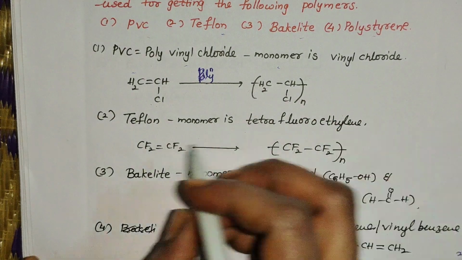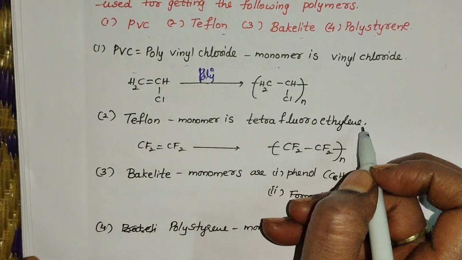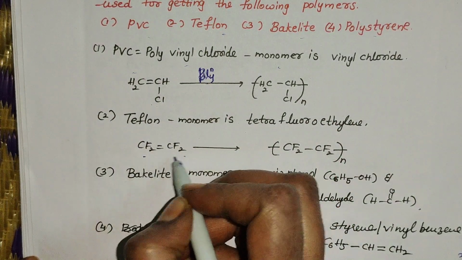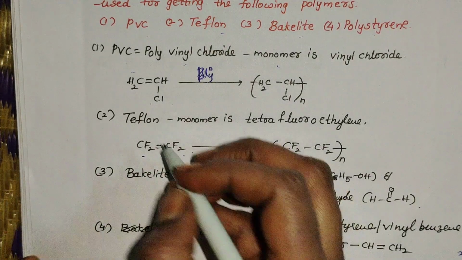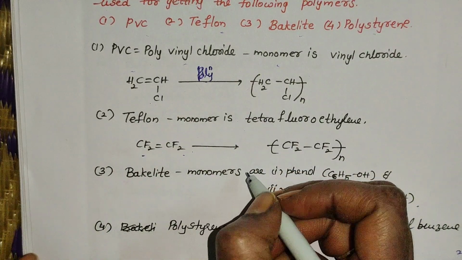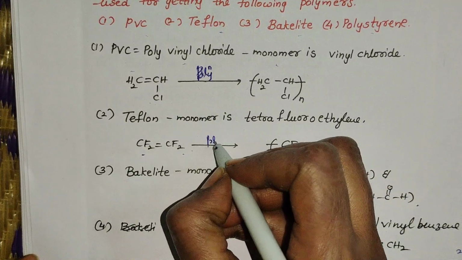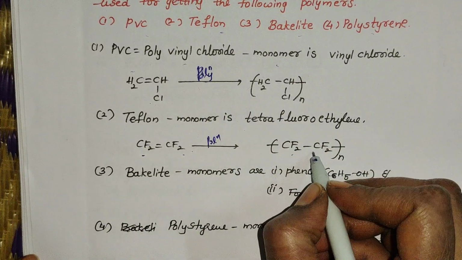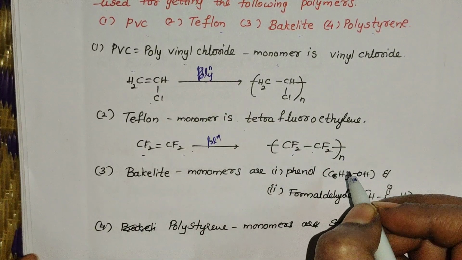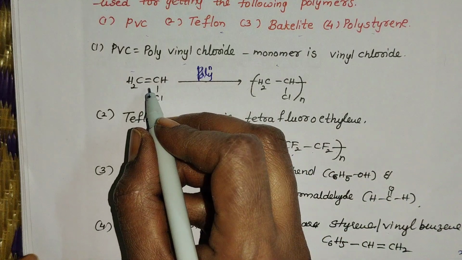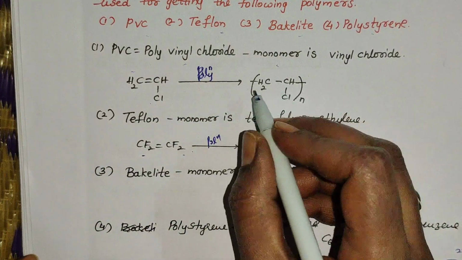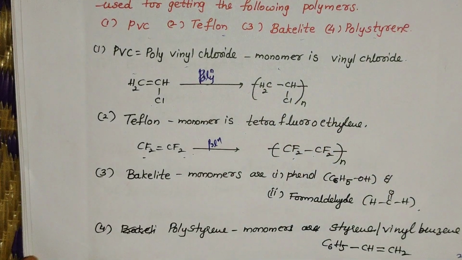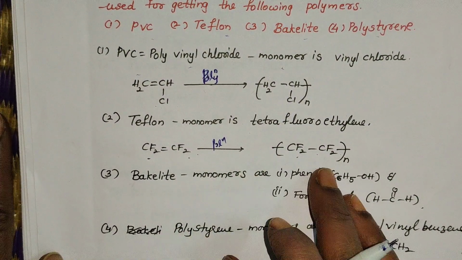Okay, next, Teflon. The monomer is tetrafluoroethylene. Its formula is CF2 double bond CF2, or directly you can write C2F4 also. It is involved in the polymerization and forms CF2 single bond CF2. Remember, always for the monomer you have to show the double bond, for the polymer you have to show the single bond. Okay, it is a trick, and for addition polymers it happens like that only.